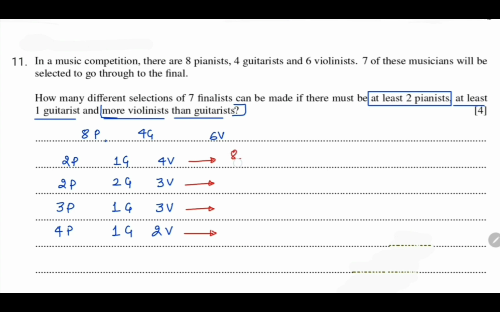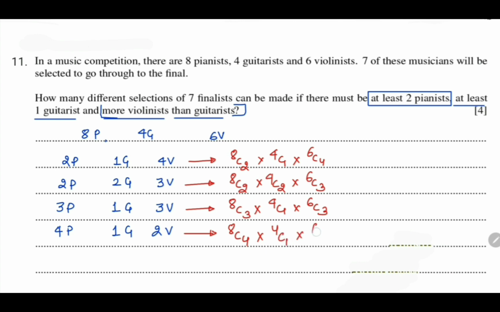Eight C2, 2 pianist out of 8, into 4 C1 and 6 C4. For this again 8 C2, 4 C2 and 6 C3. Now 8 C3, 4 C1, 6 C3, 8 C4, 4 C1 and 6 C2.